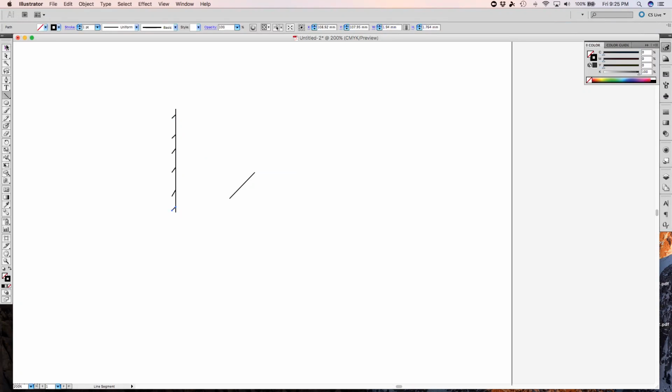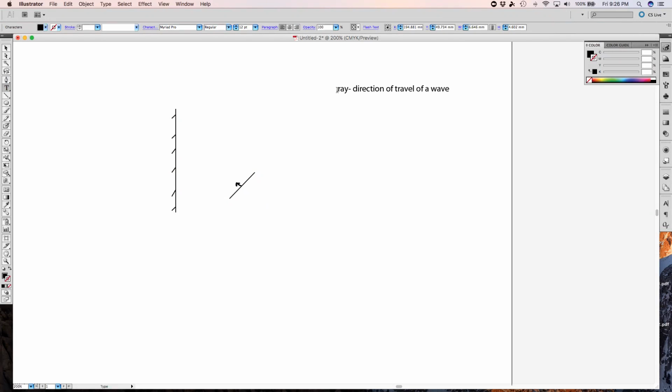Now, this is a wavefront, as we know, and that wavefront is traveling in some direction like so. Now, the direction of travel of the wavefront is called the ray. It's called a ray. And this ray is in fact traveling in a very specific direction.